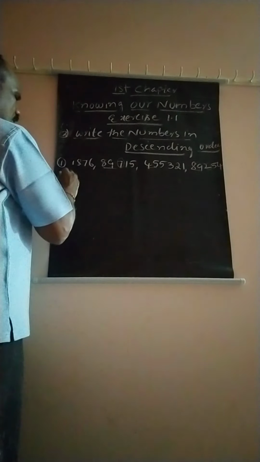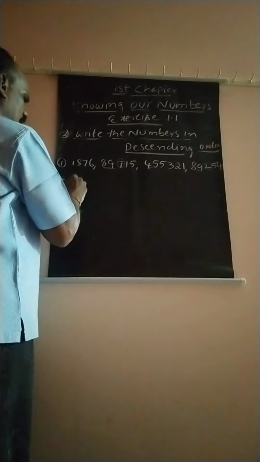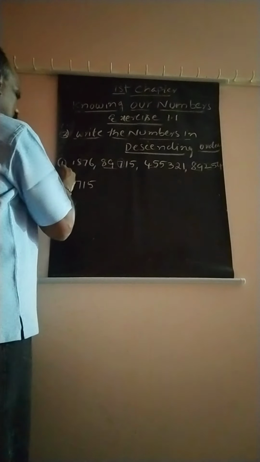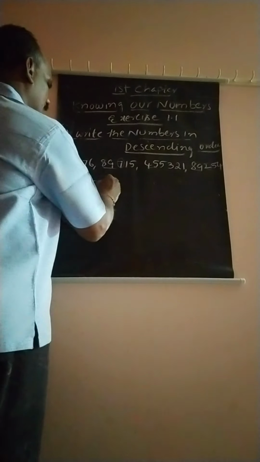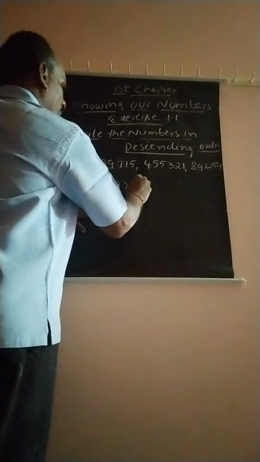So descending order, what is the first? It is given, 89715. Answer: 89715. Next, 89254. Next, 55321. Next, 1876. These are the descending order of the given problem.